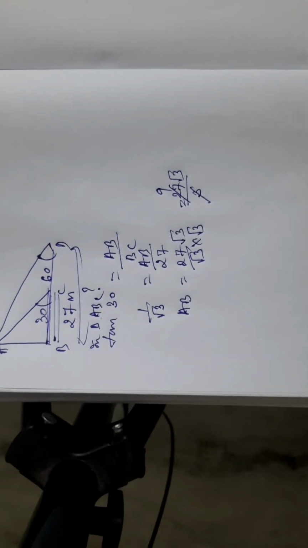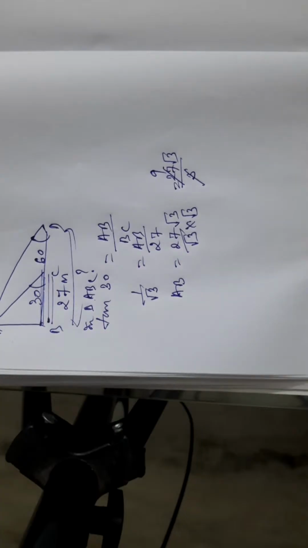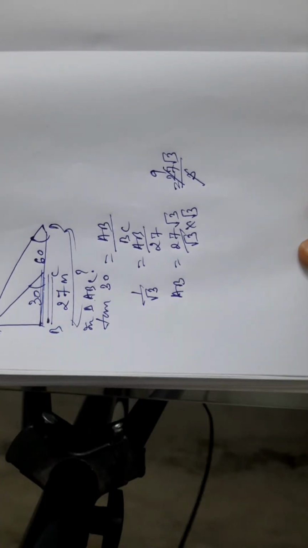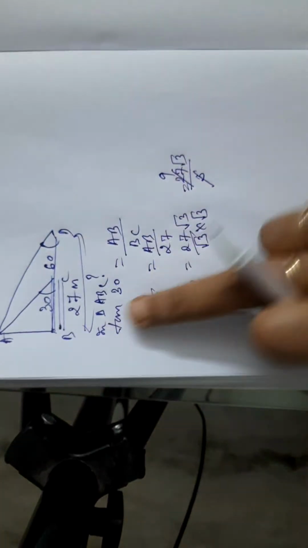Are you giving the final answer or the height? Okay, BC you calculated. BC is already given. No? BC is given as 27. Okay, here the BC value is given.